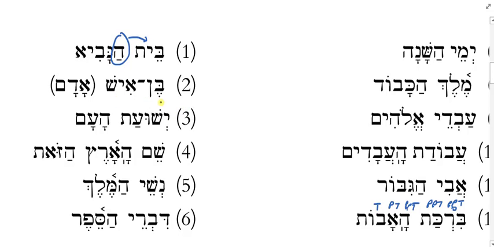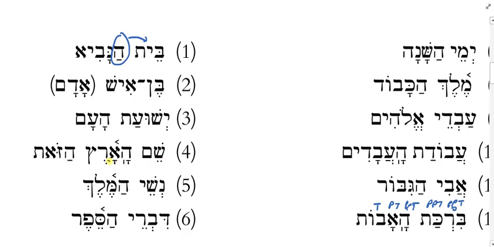Ben Ish is a son of a man, or just simply son of man. Good. I could have had Adam as well. Yeshuat ha'am. What's Yeshua? Salvation. Is it definite or indefinite? Look at thing 2. It's definite. So it's the salvation of the people.